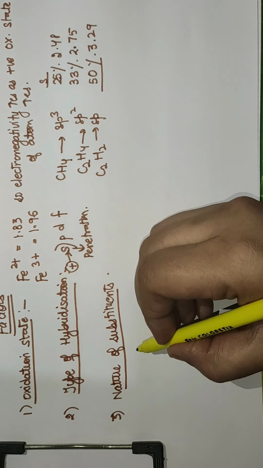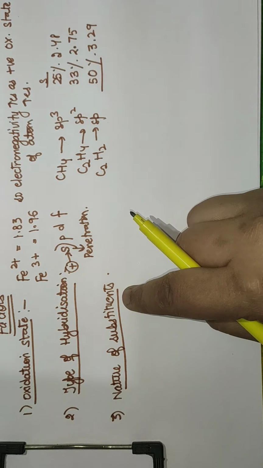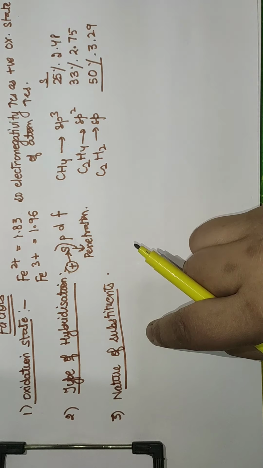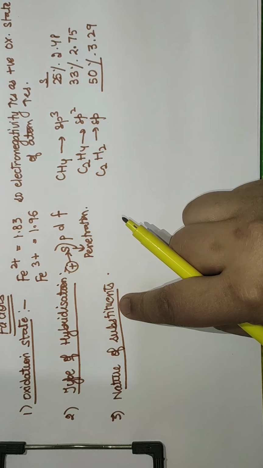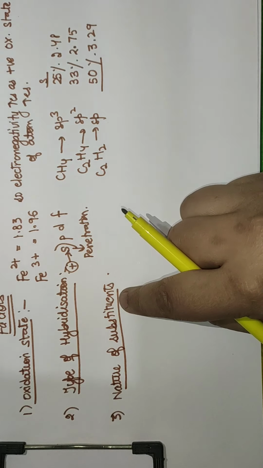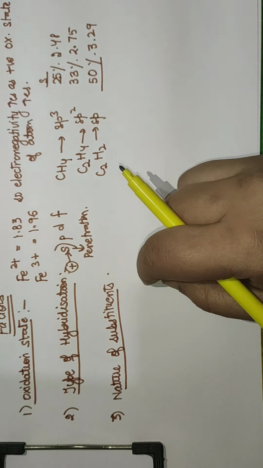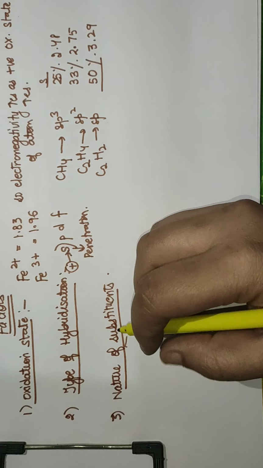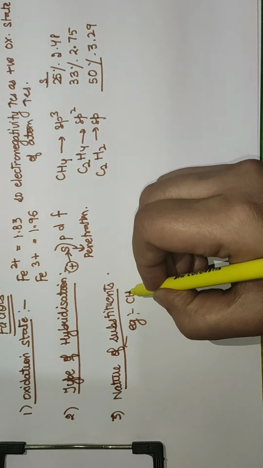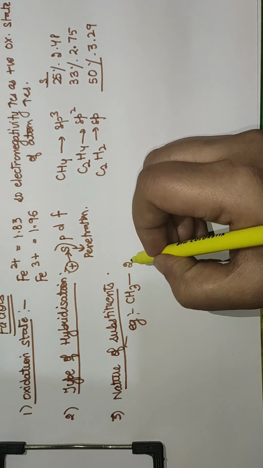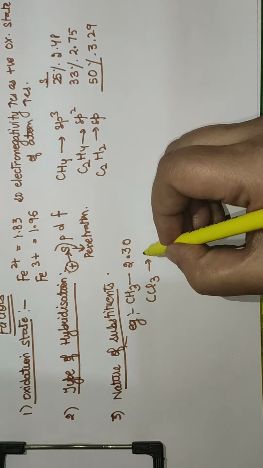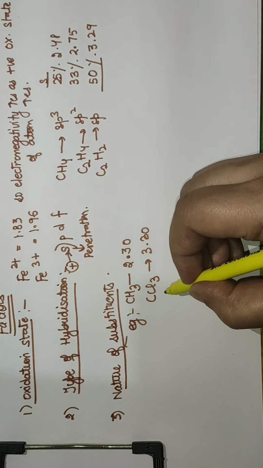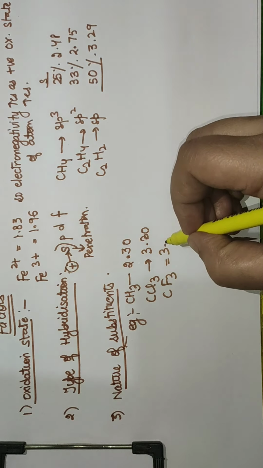Third factor is nature of substituents. Substituent means whatever is attached to a central atom is called a substituent. So the electronegativity varies with the nature of the substituents. It works on the effect that is called the inductive effect. Let us take an example to illustrate it. That is your CH3. It has an electronegativity of 2.30. You have the example of CCl3 that has 3.30 and you have CF3 that is 3.35.